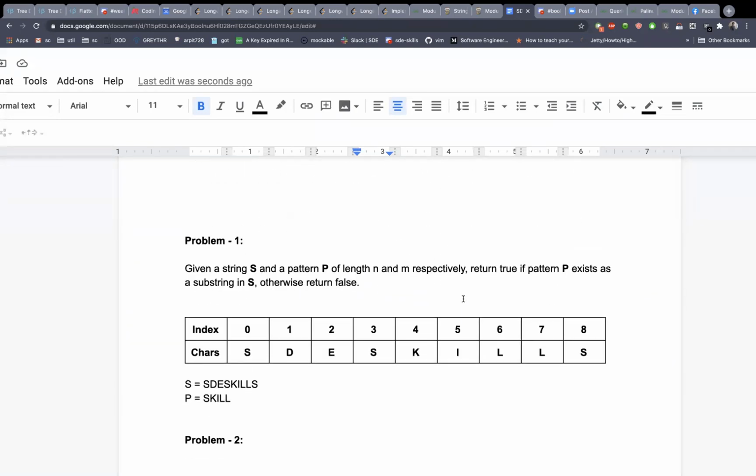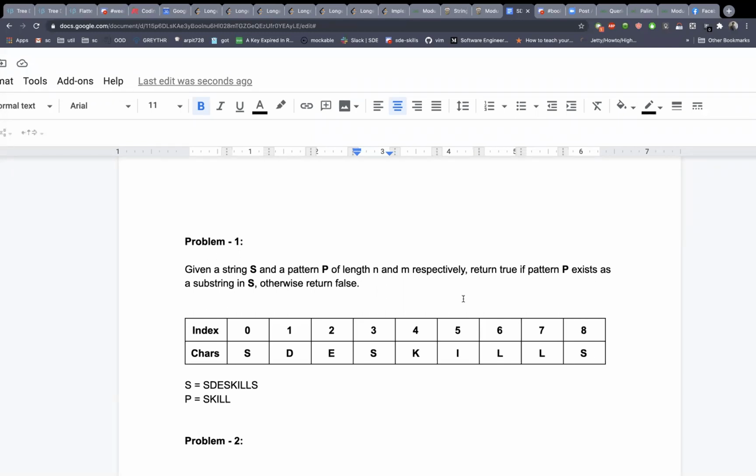What does H0, H1 represent? Sure. H2 represents the hash of the substring from index 0 to 2. H4 represents the hash of the substring from 0 to the 4th index. H5 represents the hash from 0 to the 5th index.